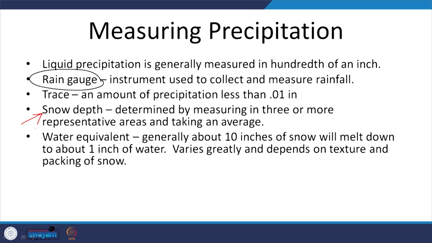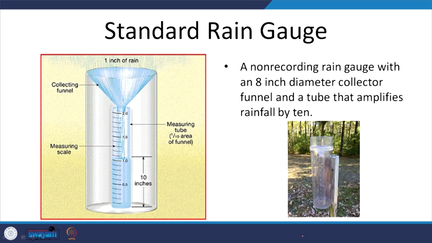So, what is the equivalence between the amount of snow and the amount of rain? So, water equivalent generally, about 10 inches of snow in a calibrated area will melt down to 1 inch of water. So, this is a very usual conversion unit, and this varies greatly and depends on texture and packing of the snow naturally, right. So, how do you pack this snow over 10 inches? If you keep compressing the snow, the conversion will be different, right.